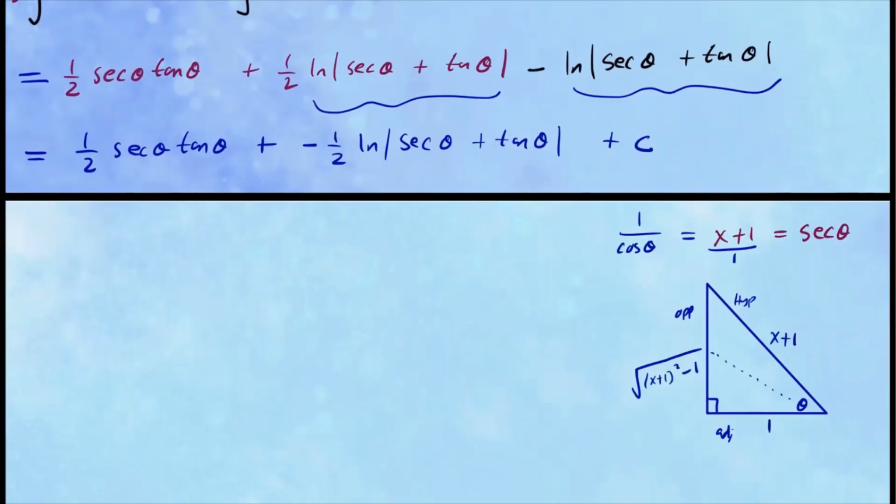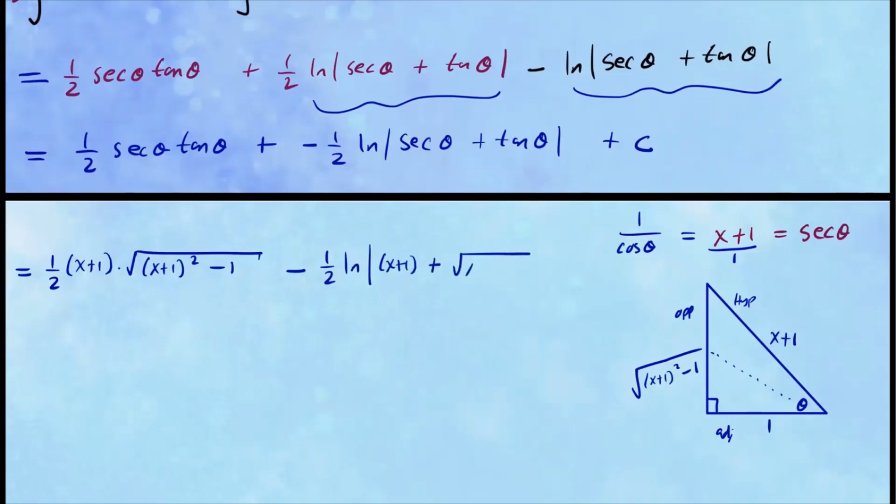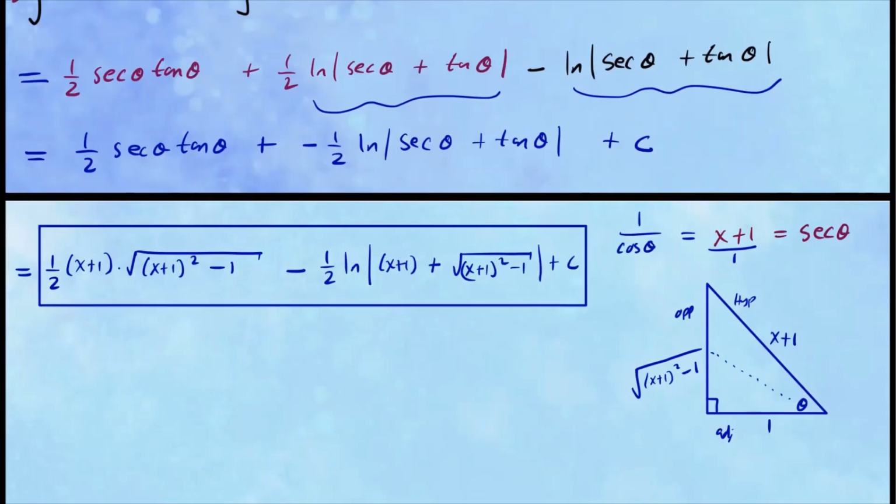Okay, so now if we retrieve our trig functions from this triangle, we have 1/2 secant theta, which is simply x plus 1. Tangent theta is opposite over adjacent, so this would be the square root of x plus 1 squared minus 1, because our adjacent is 1, minus 1/2 ln of secant, that's again x plus 1, plus tangent, that's the square root of x plus 1 squared minus 1, plus c. So there you have it. This is our final answer for this problem.